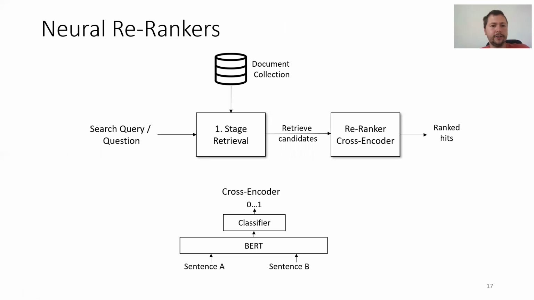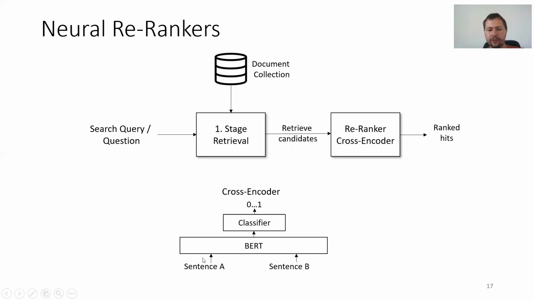Then there is the class of neural re-rankers. They work in a two-stage fashion. You have some search query or some question, and then you have a first-stage retrieval, which can be a bi-encoder from the previous slide, or it can also be some BM25 lexical search, which searches the document collection. This retrieves a set of candidates, for example, 100 candidates. Then you ask your re-ranker, the cross-encoder, to re-rank the hits and to sort the list of 100 hits to output the hits with the highest score.